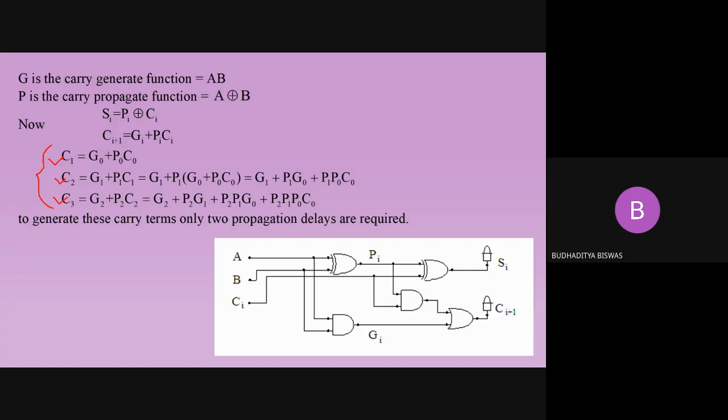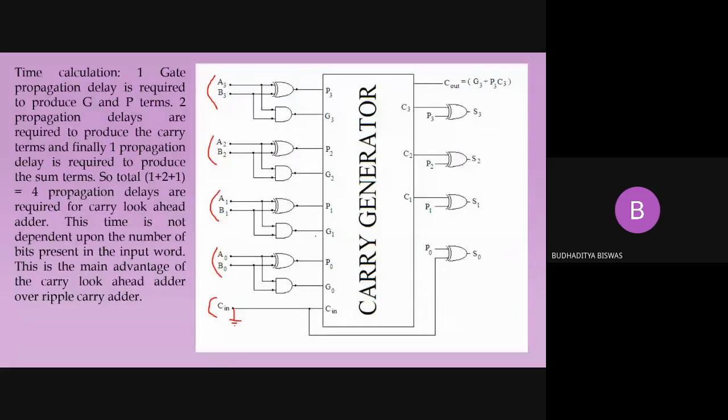For producing the carry term, what are the things we require? We require the P and G terms. So that's why the P and G terms are generated using this XOR gate and AND gate, and these are supplied to the carry generator. Inside the carry generator, the carries are produced, like C3, C2, C1. Then what is the expression for the final sum?